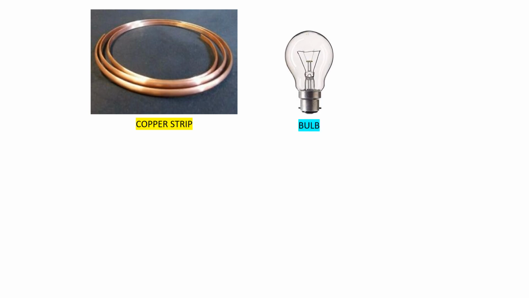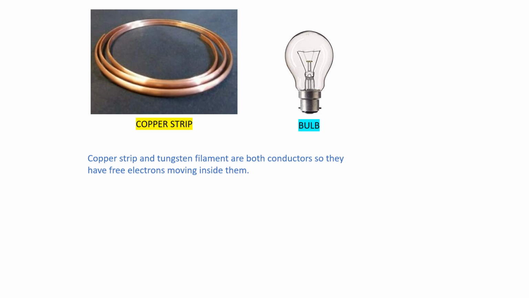What can you see here on the slide? Yes, it's a copper strip and a bulb. What do you know about a copper strip and a bulb? Is it a conductor? You're right. It's a conductor. What do you know about conductors? Do they have free electrons moving inside them? Yes. Copper strip and tungsten filament here are both conductors. So they have free electrons moving inside them.